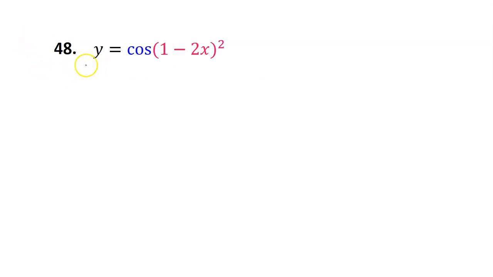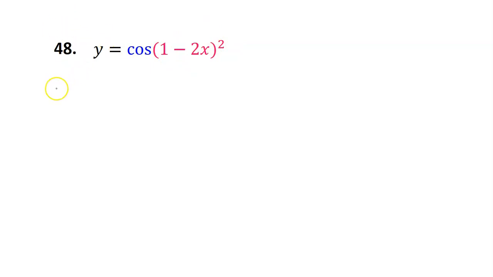I colorized number 48 so you can see that the outer function is just the cosine, and everything here in red is the inner function. So the cosine is not being squared, just the 1 minus 2x is being squared. All of this is inside the cosine.